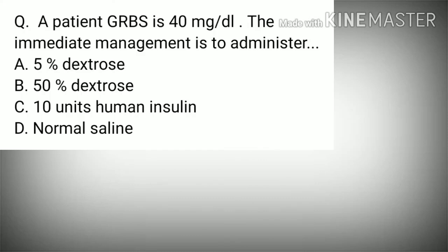A patient's GRBS is 40 mg per dl. The immediate management is to administer: A. 5% dextrose, B. 50% dextrose, C. 10 unit human insulin, D. Normal saline. And the correct answer is B. 50% dextrose.